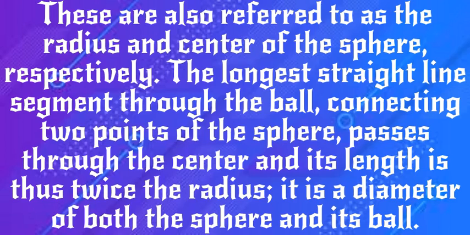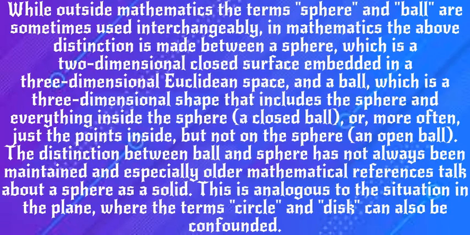The longest straight line segment through the ball, connecting 2 points of the sphere, passes through the center and its length is thus twice the radius. It is a diameter of both the sphere and its ball. While outside mathematics the terms sphere and ball are sometimes used interchangeably, in mathematics the above distinction is made between a sphere, which is a 2-dimensional closed surface embedded in a 3-dimensional Euclidean space, and a ball, which is a 3-dimensional shape that includes the sphere and everything inside the sphere, a closed ball, or, more often, just the points inside, but not on the sphere, an open ball.